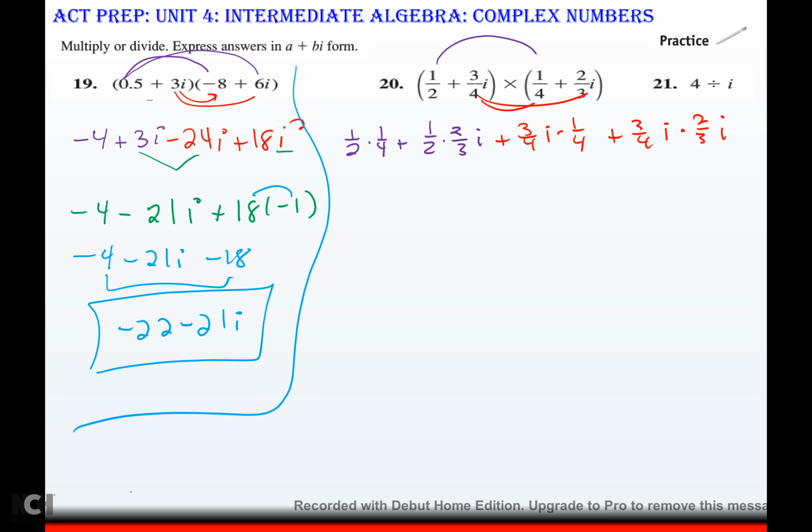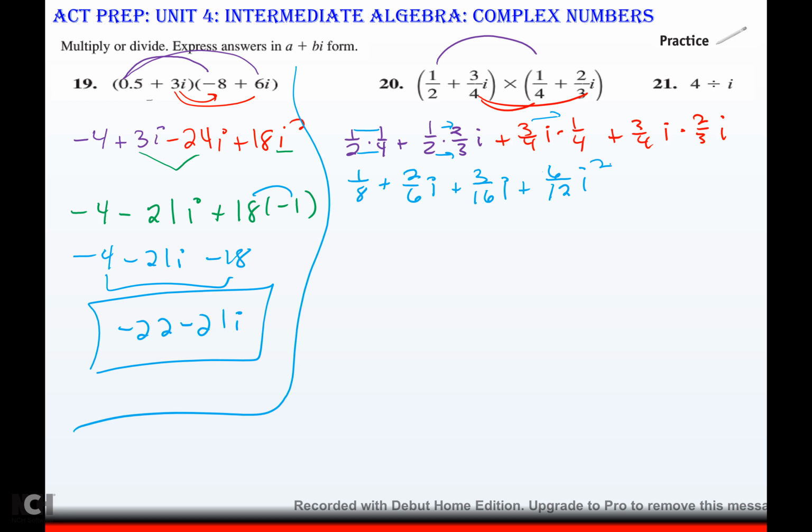Alright, when you multiply, you go straight across the top, straight across the bottom. So that's 1/8. That's going to be 2/16i. This is going to be 3/16i. And this is going to be 6/12i squared.